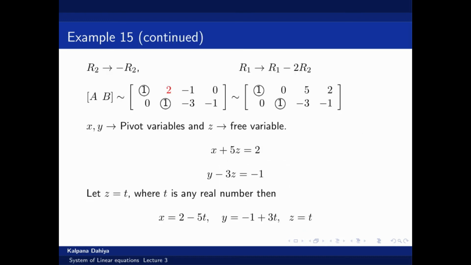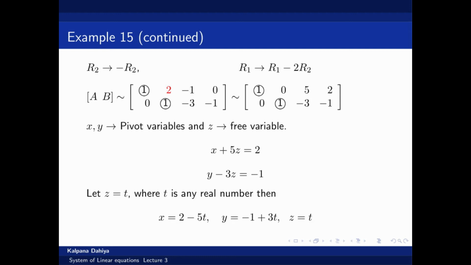After applying this elementary row operation, we get the first matrix here, the augmented matrix, with the first row as 1 2 minus 1 0. The second row is 0 1 minus 3 minus 1. Now this is in echelon form but not in row canonical form.